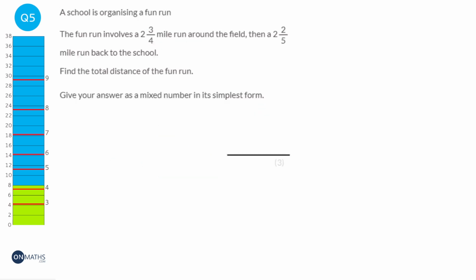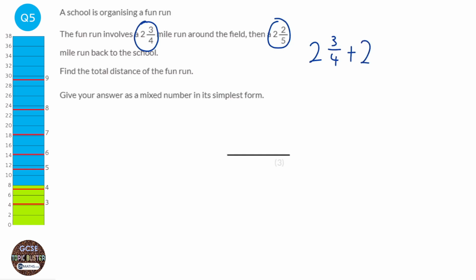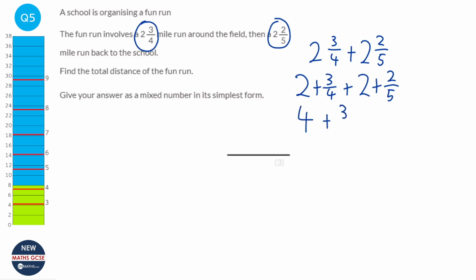So in this question we basically need to add the 2 3/4 and the 2 2/5. So we're going to do 2 3/4 plus 2 2/5. Now, if I just rewrite this, 2 3/4 can be written as 2 plus 3/4, plus 2 plus 2/5. So we can add the two 2s together to make 4, and then all we need to do is add the 3/4 and the 2/5.